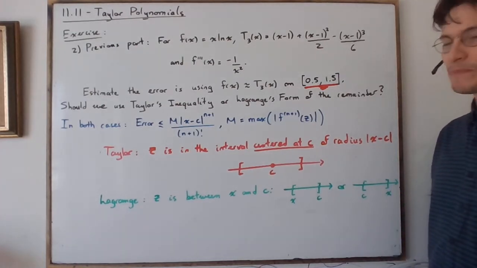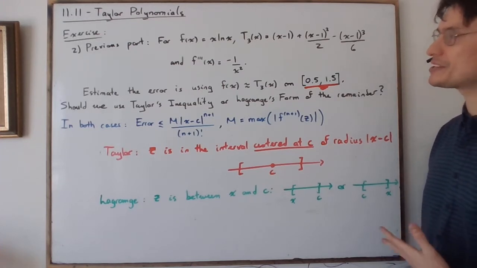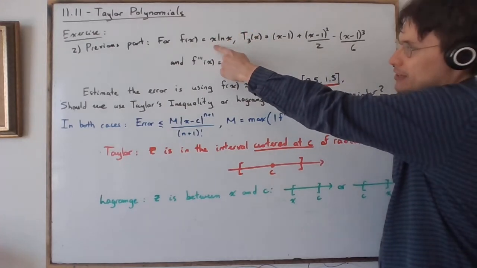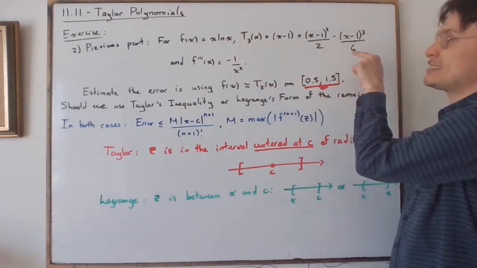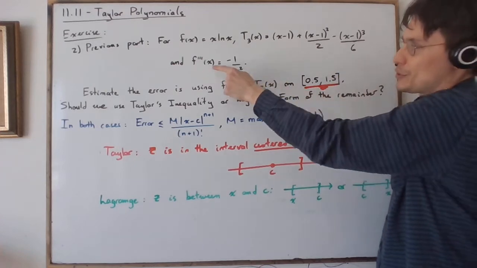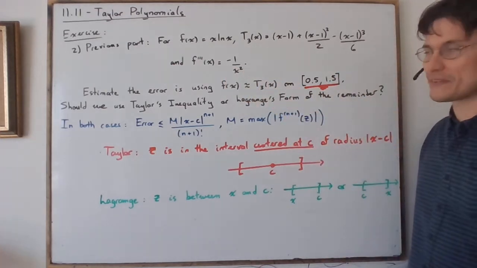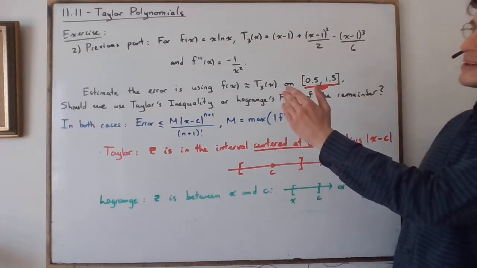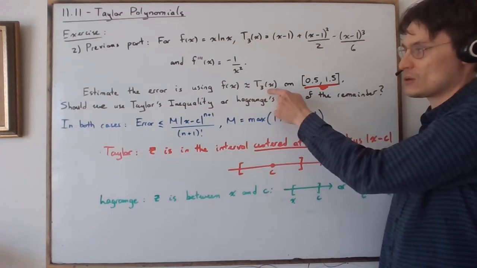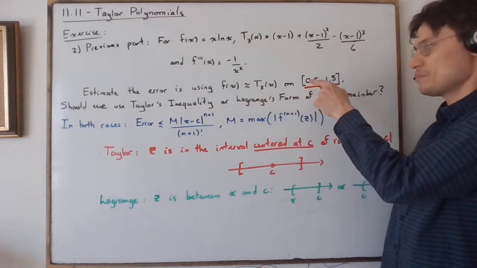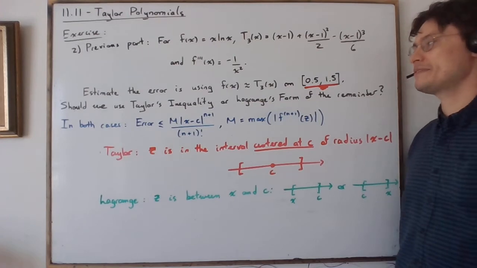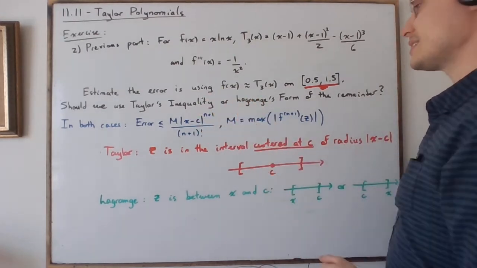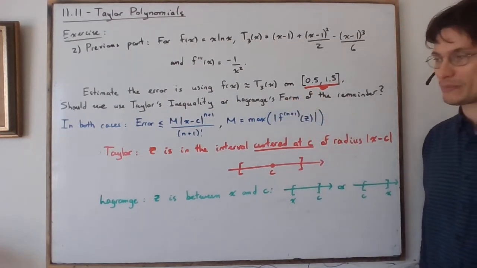This is the second part of the exercise of section 1.11.11, Taylor Polynomials. In that part of the exercise, we're going to continue the previous part. We saw that the third Taylor polynomial of x ln x is this. We also saw that the third derivative was -1 over x squared. Now we're going to estimate the error in using f(x) equals T3(x) on the interval from 0.5 to 1.5. Sub-question: should we use Taylor's inequality or Lagrange's form of the remainder to do it?